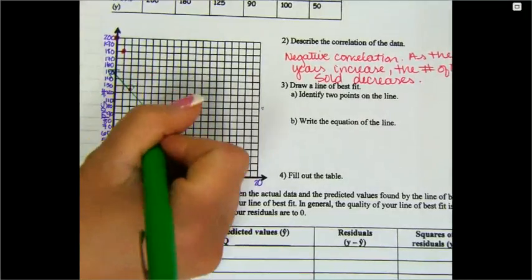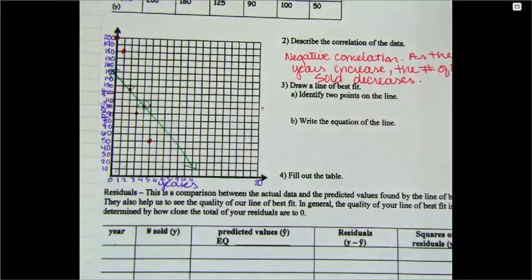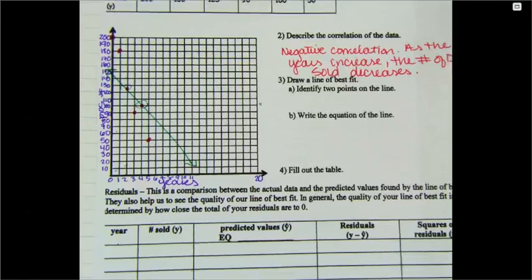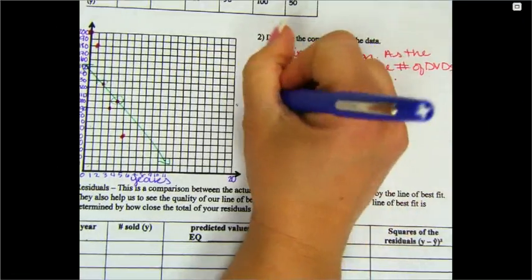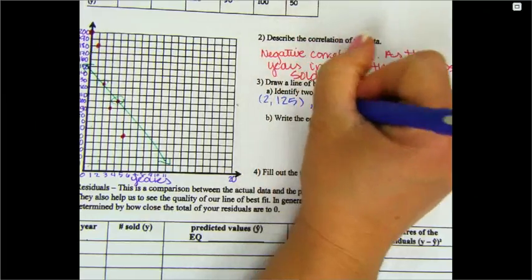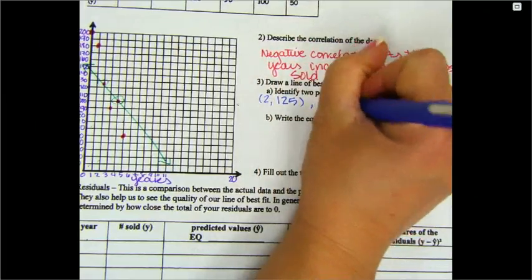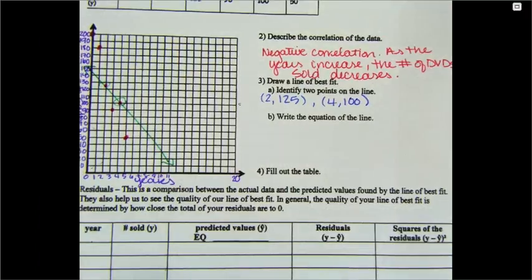So it says identify the 2 points on the line. What are my 2 points on this line? 2 comma what? 2 comma 125? And 4 comma 100. Good. All right. Now what am I going to do? Write the equation. Go ahead and write the equation. What's the first thing you have to do? Find the slope.